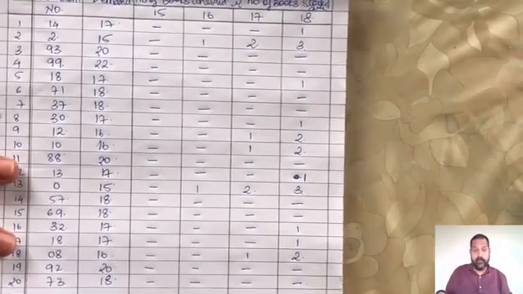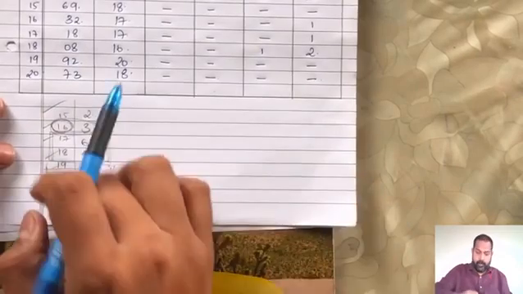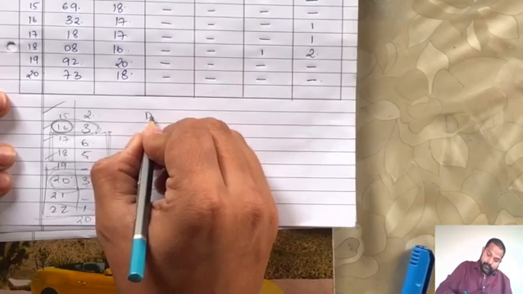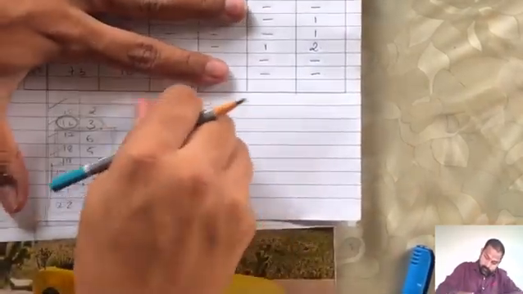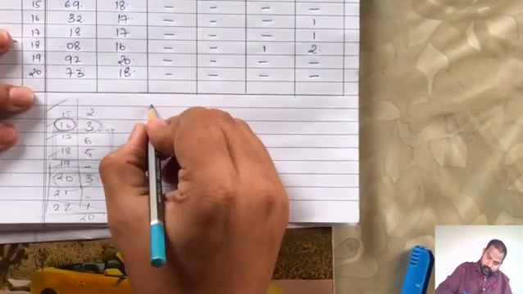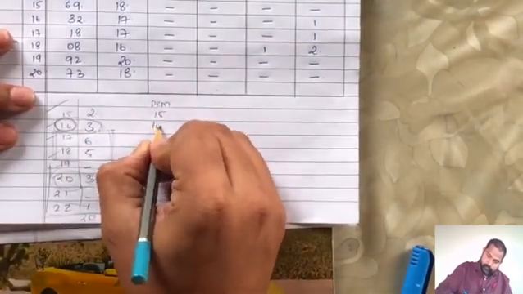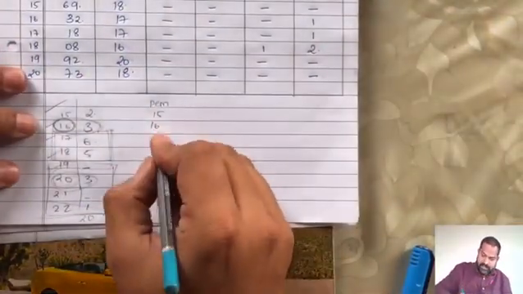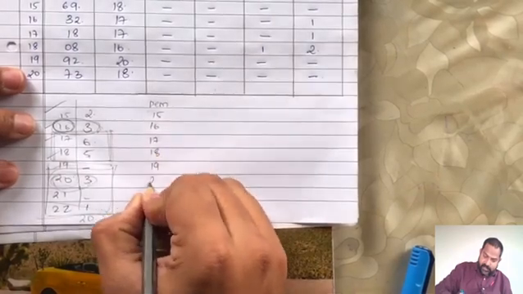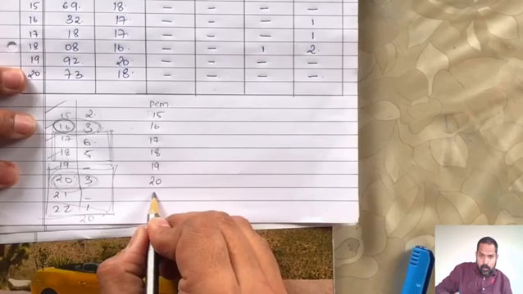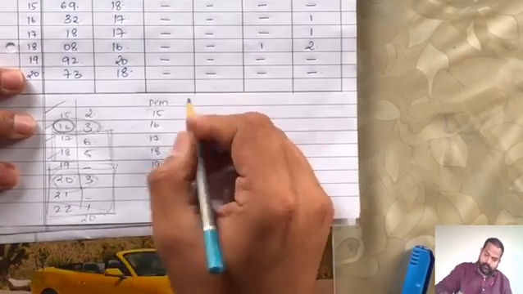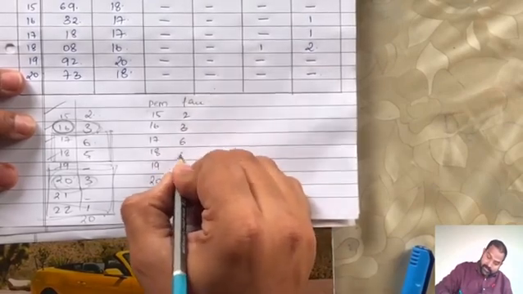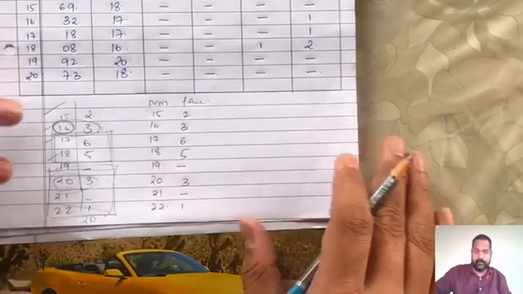Can I do this in another way? How? Remember, I wrote this, and that is demand. 16, 17, 18, 19, 20, 21, 22. Correct? And the frequency. So 15 is twice, 16 is 3, 6, 5, dash, 3, dash, 1.